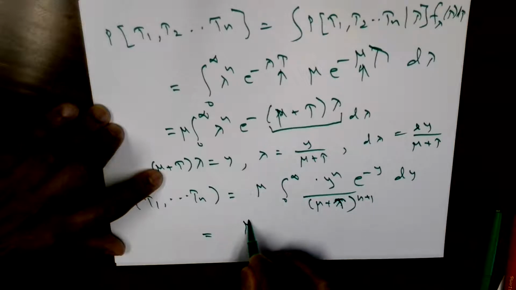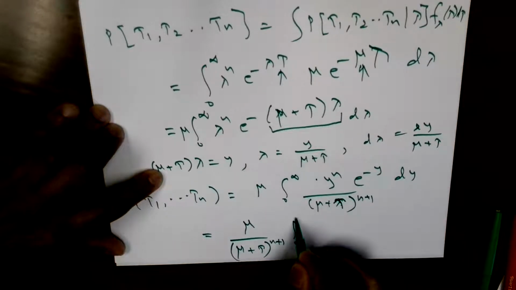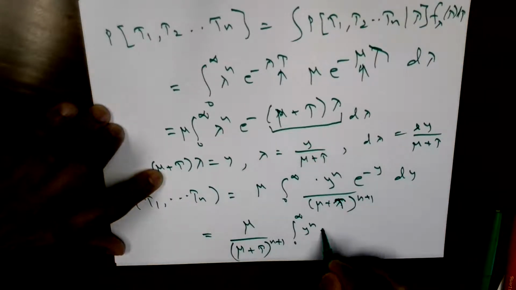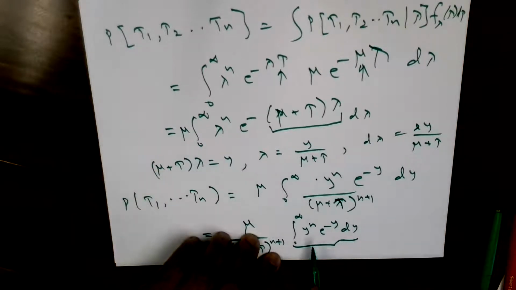And so the answer is mu over mu plus tau to the power n plus 1, integral 0 to infinity y^n e^(-y) dy. So this you can do by parts. It's a standard gamma integral, it's n factorial. So the way you do this is do it by parts.